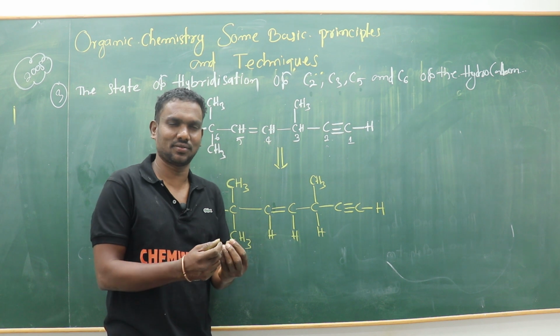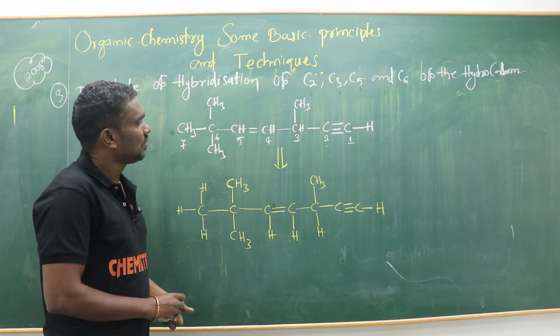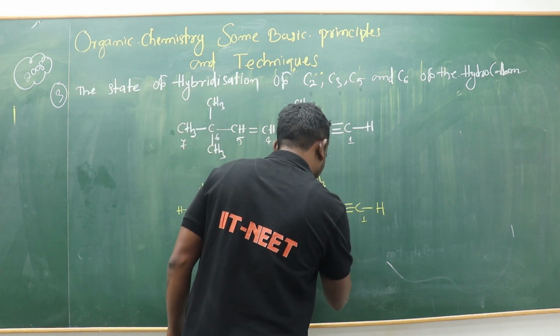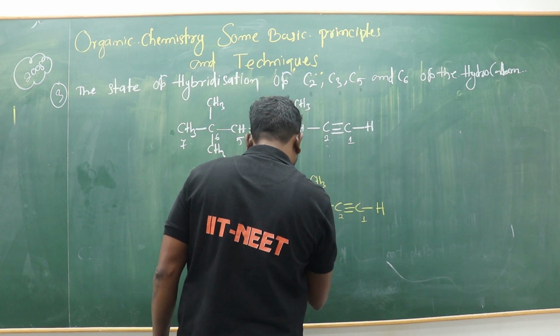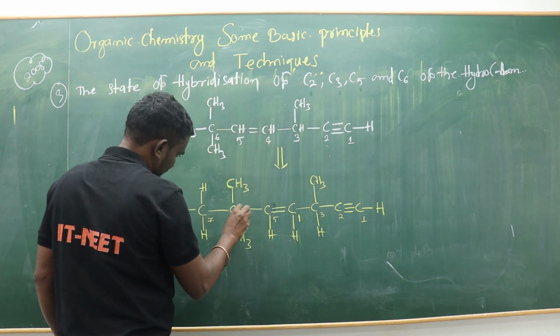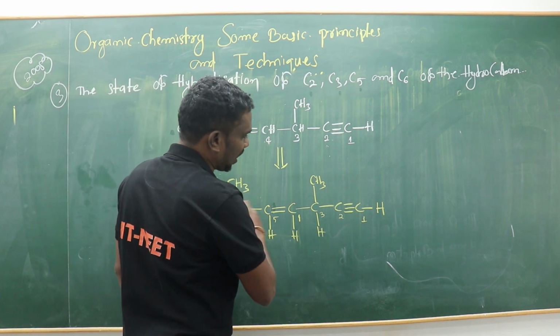Why? Because to identify hybridization is very easy, right? चलो बेटा. So क्या पूछा बेटा यहाँ पर? ये first carbon, ये second carbon, ये third carbon, ये fourth carbon बेटा, ये fifth carbon. This is what? Sixth carbon. This is what? Seventh carbon, right? Now second carbon asked beta.